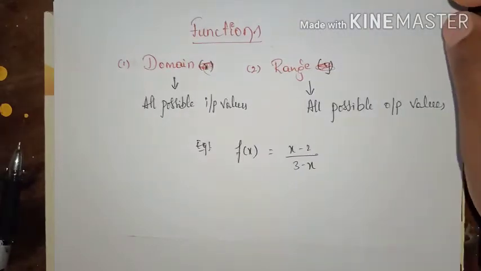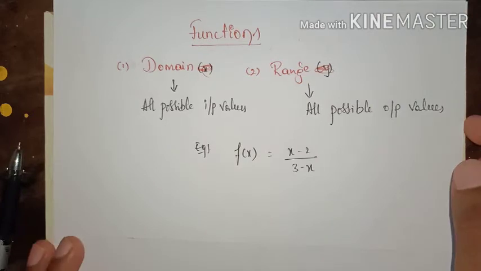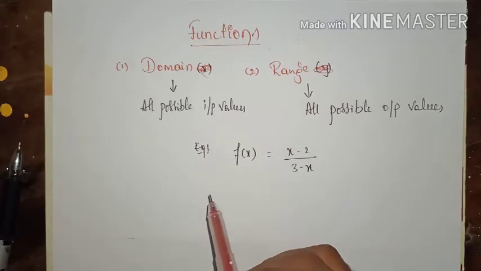What exactly does domain mean? Domain means all the possible inputs, all possible inputs which we are going to give for any equation. That's what we call a domain. And range means all the possible outcomes or outputs, outcomes, values, that will be the range. Let me explain that by giving an example.